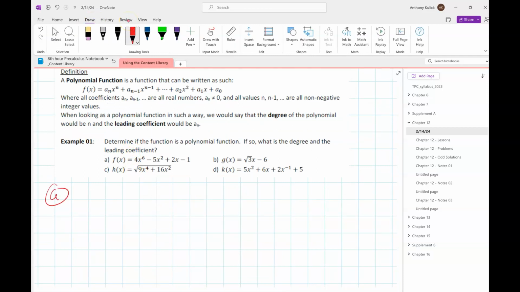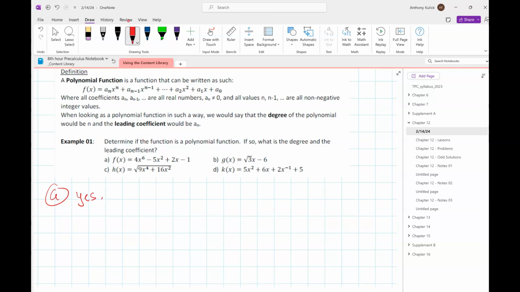All right. A is f of x equals 4x to the 6 minus 5x squared plus 2x minus 1. Is this a polynomial, yes or no? Yes, why? I heard yes and then some mumbles because I didn't really hear anybody enunciate. Can you say it loud and proud? One of you people that said yes? Anybody that said yes? Because there's two exponents. Were you not listening? We just told you how to tell.